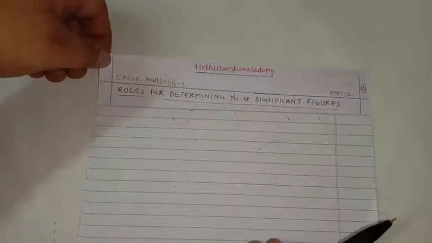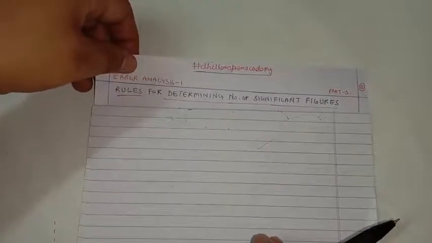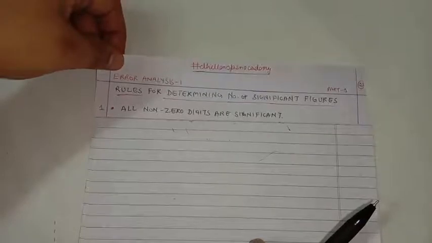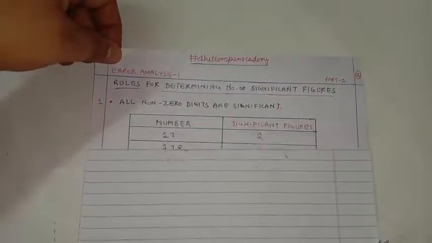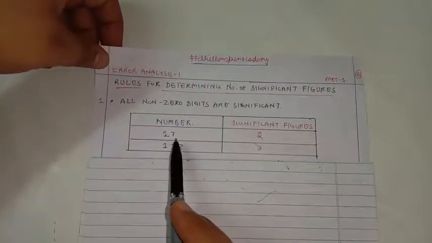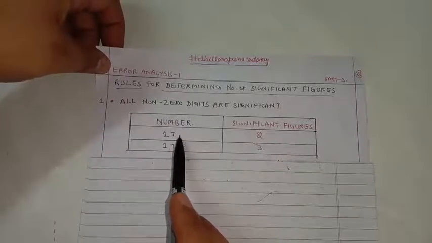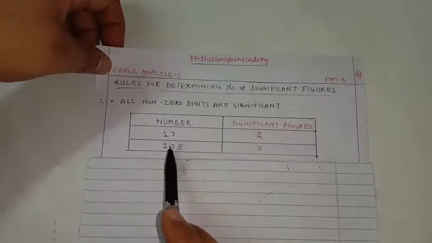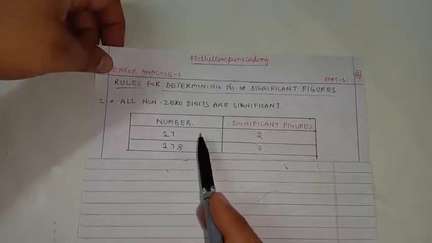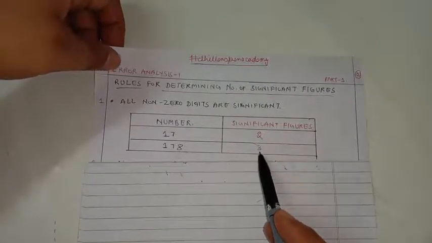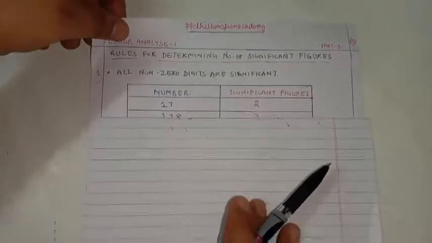Now what are the rules for determining the number of significant figures? First, all non-zero digits are significant. For example, if a number contains non-zero digits, for example 17 or 178, all will be counted as significant figures. So 17 has 2 significant figures, 178 has 3 significant figures.